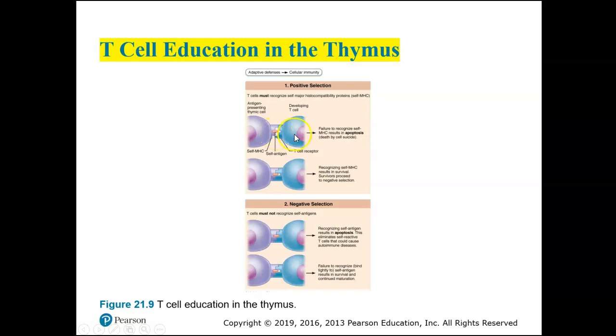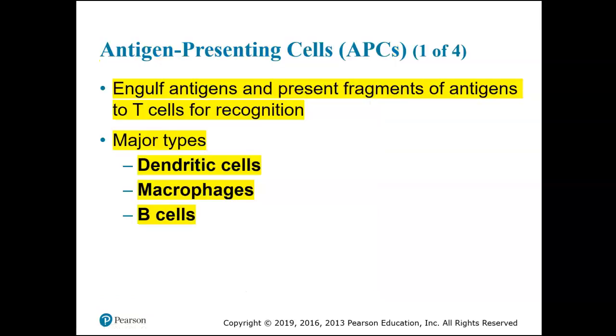If they don't bind, that results in death. If they do, then they survive. And then move on to negative selection. The ones that recognize and bind to a self-antigen then undergo apoptosis, and the ones that don't survive. Because if they ever bind to a self-antigen, then that's going to mount an immune response against it.